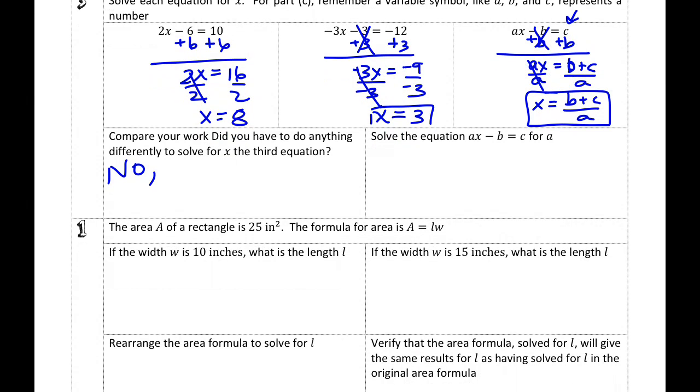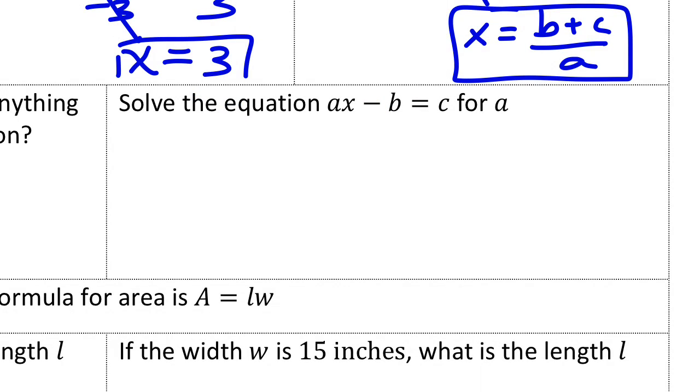Okay, so let's look at this last one. Now this one says to solve for a. So if you'd like to give it a shot on your own, solving for a, go ahead and press pause and solve for a. If you'd like to go along with me, that's fine too. So solving for a. So here's a. I want to get rid of everything that's not a. So I'm not going to get rid of x yet. That has to go last because it's directly attached. So I need to get rid of the b, so I'm going to add b to both sides.